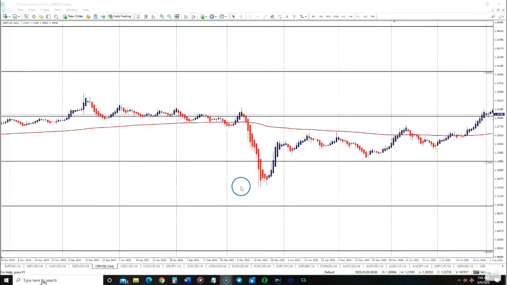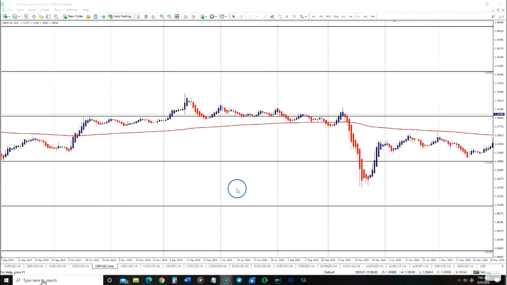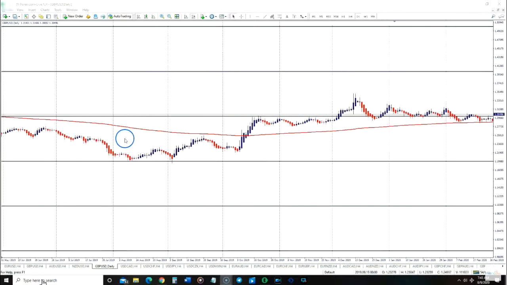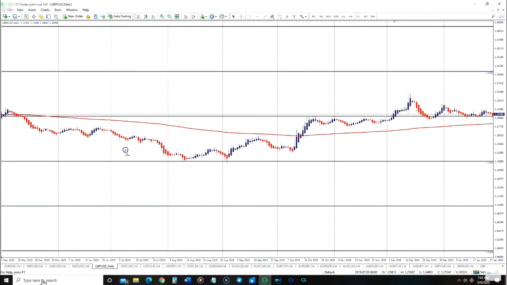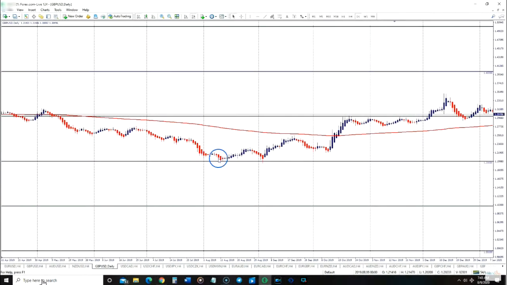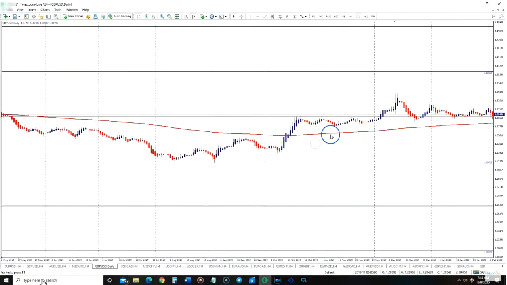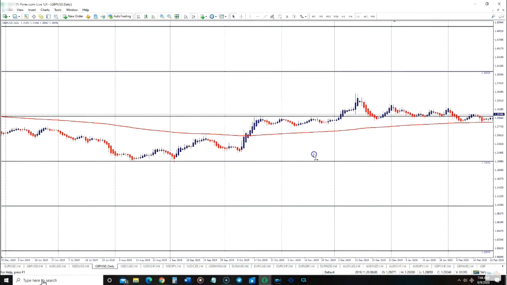And here's a simple trading strategy. The only thing that you're looking to do with this strategy, guys, is trade when price is below the 200 period moving average. You want to be looking for sells based on the reversals in the market. And when price is trading above the 200 period moving average, you want to be looking for buys based on the reversals of the market.